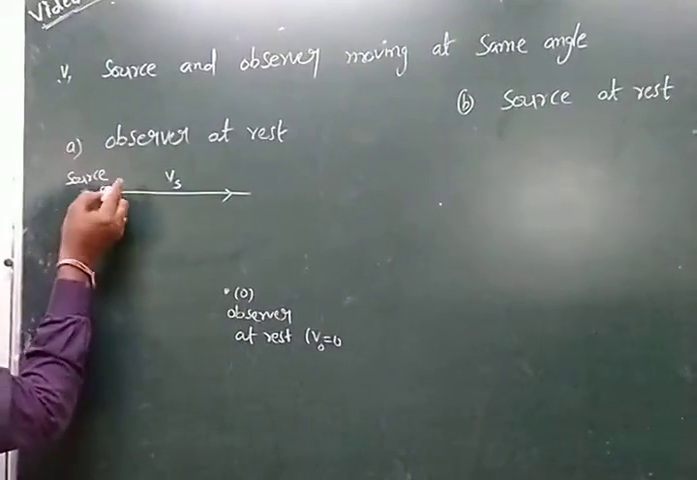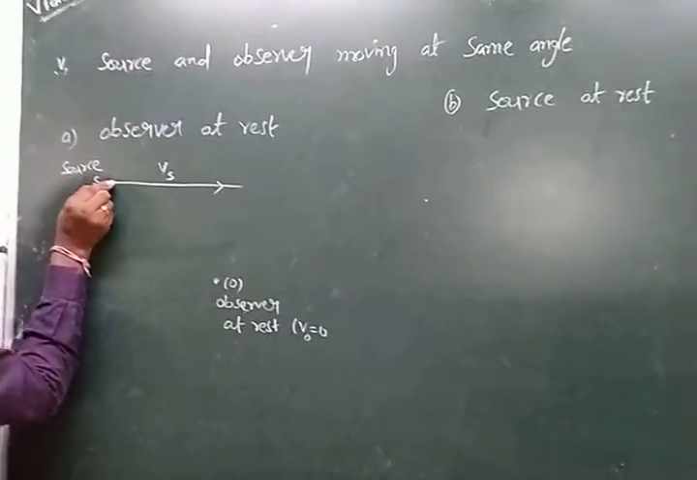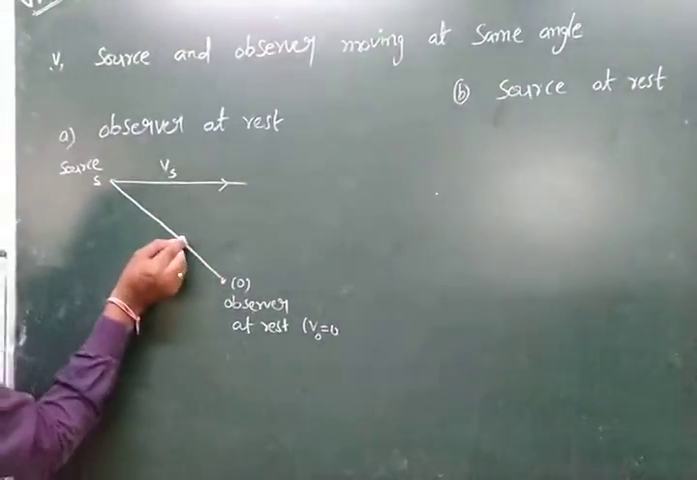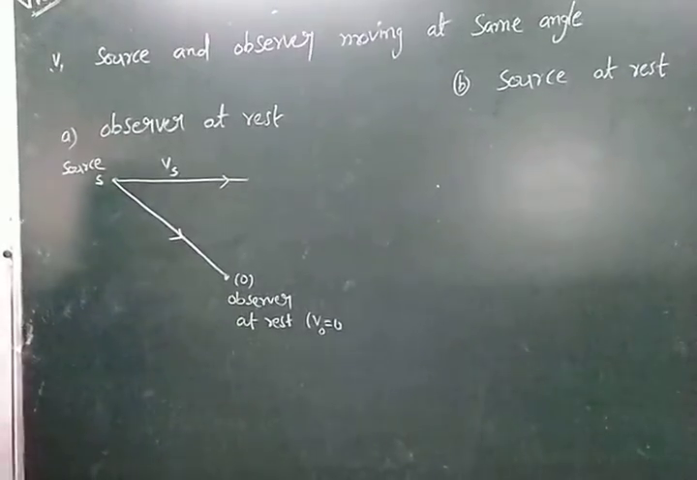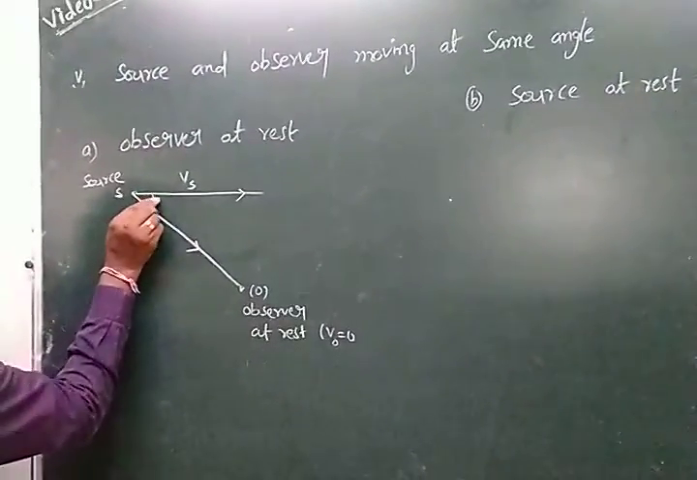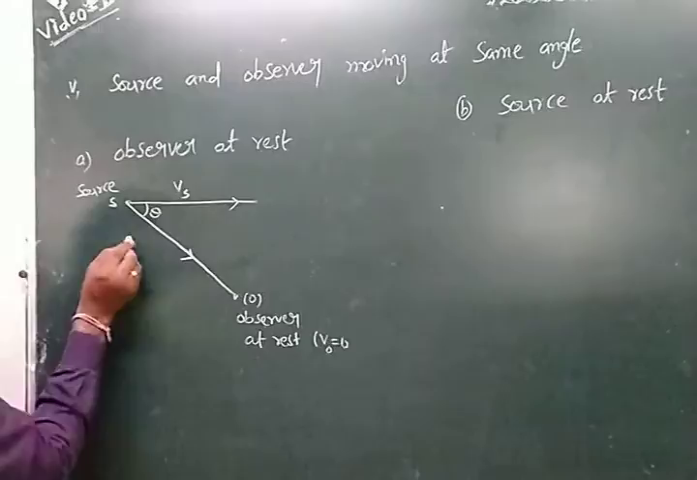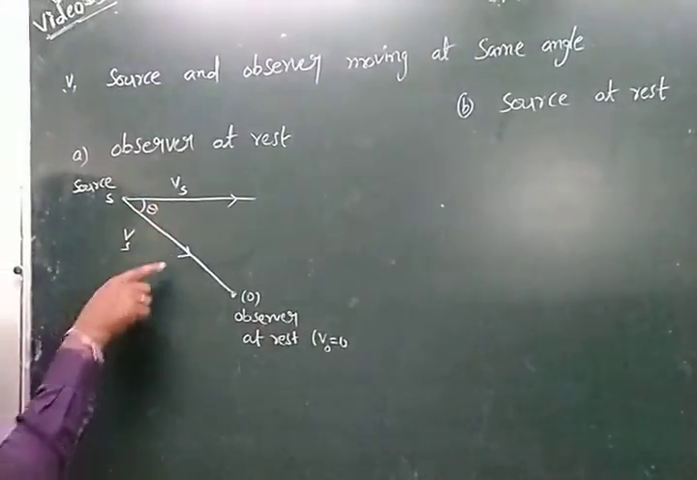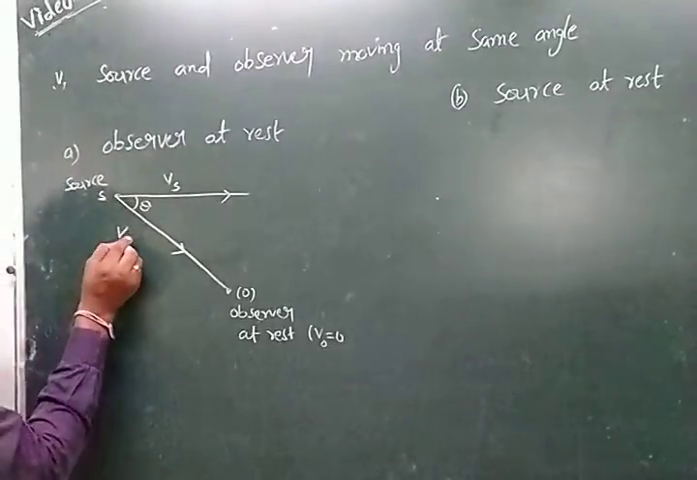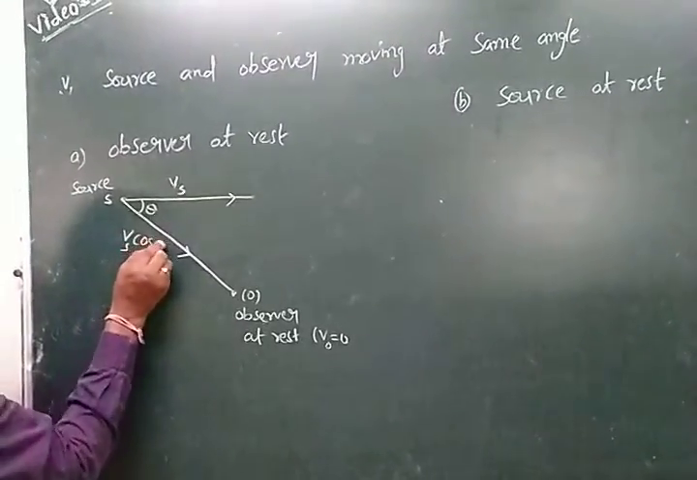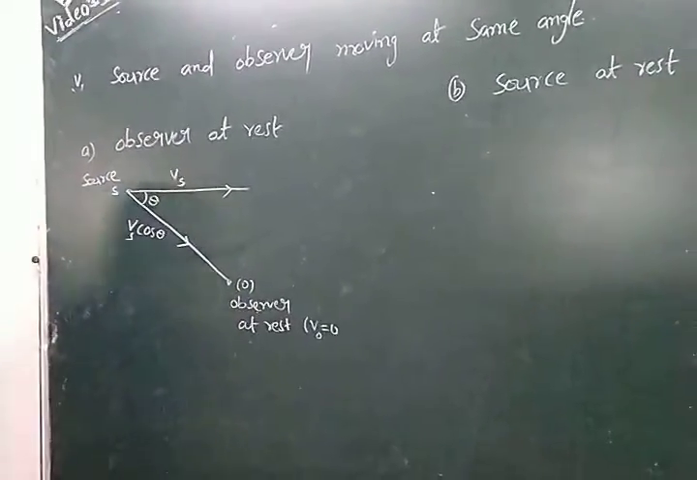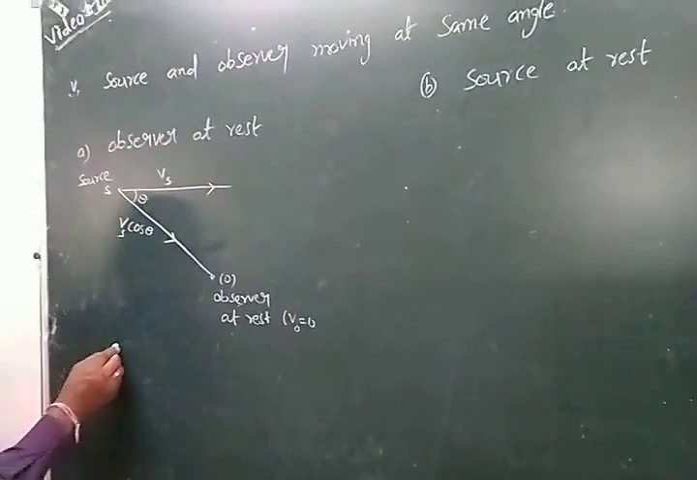But it is resolved into two rectangular components. One component is towards the observer, and the angle made is theta. This horizontal component is Vs cos theta. Now this Vs is moving towards the observer. What is the frequency there?